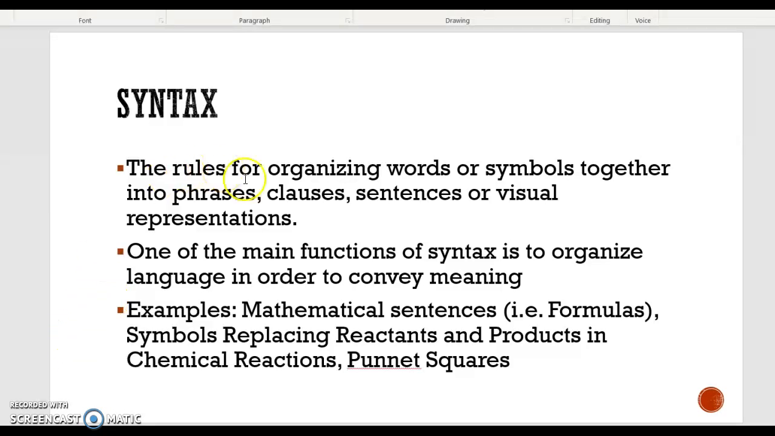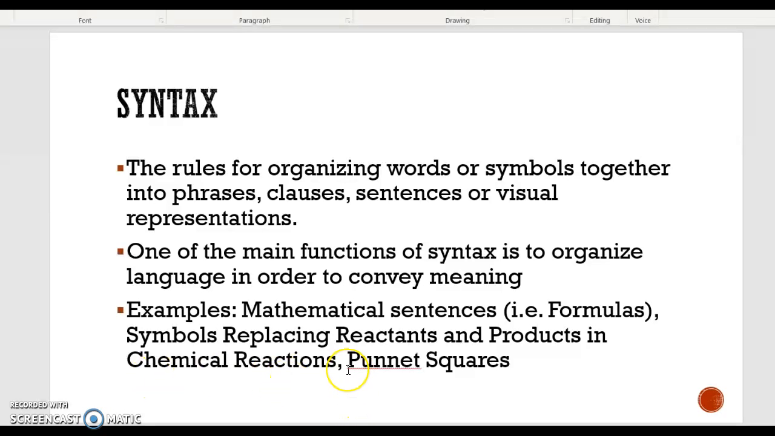What really helped me understand it was that it can be words or symbols that are put together, and then they can include and explain concepts. So for example, mathematical sentences or formulas like D equals m over v, you automatically know that D stands for density, m is mass, v is volume. You have symbols replacing reactants or products in chemical reactions. Symbols like O is for oxygen, C is for carbon. You know that those symbols represent something else.